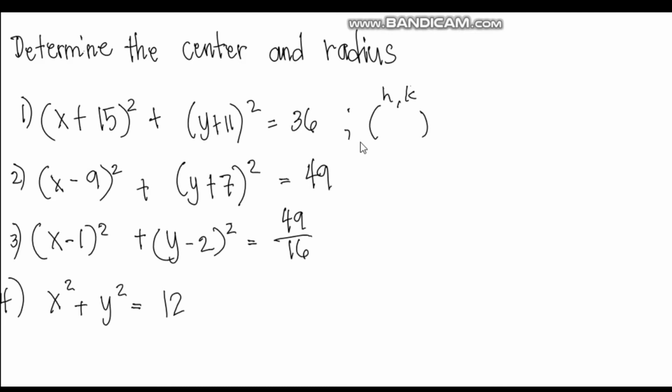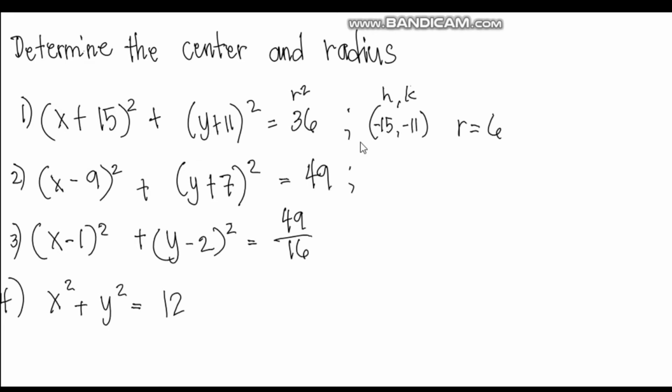Yung ating H ay 15, yung ating K ay 11. So again, dahil plus yan, nagbabaliktad ang sign kapag kinukuha natin yung center. Kung plus yan, dito ay negative 15. And then, ang k natin is negative 11. So, the center is negative 15 and negative 11. And then, ang radius naman natin, again, hindi agad si 36 kasi naka-square pa, r squared pa yan. So, kukunin natin lagi yung square root. Ang square root ng 36 ay 6. So, the radius is 6. Ganun lang sa number 1.